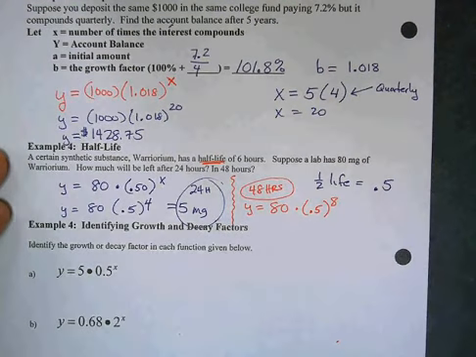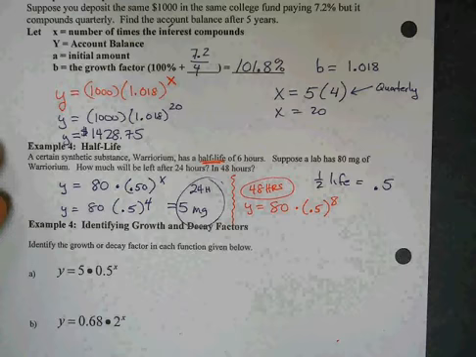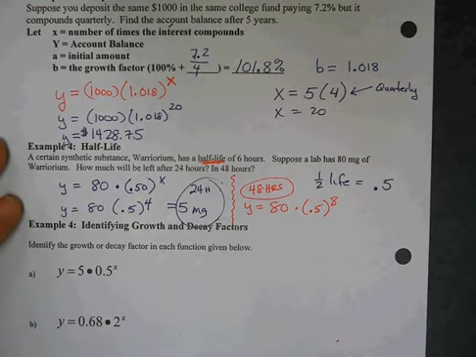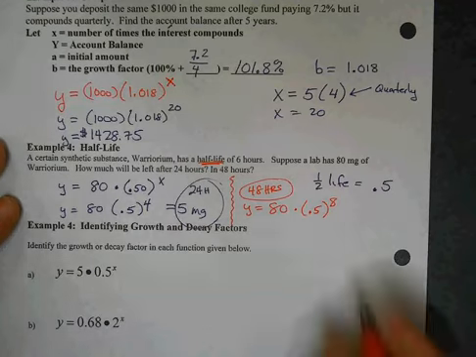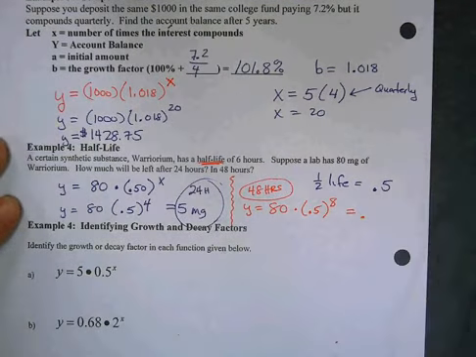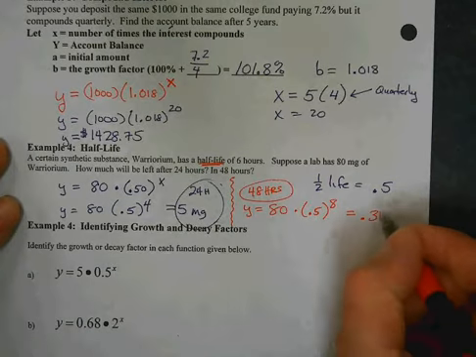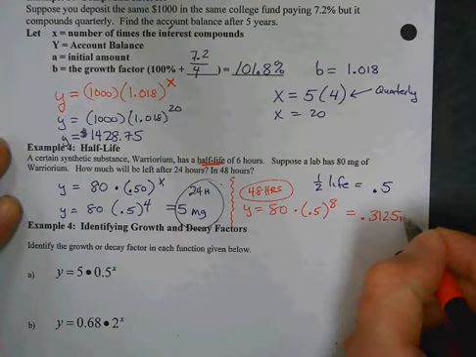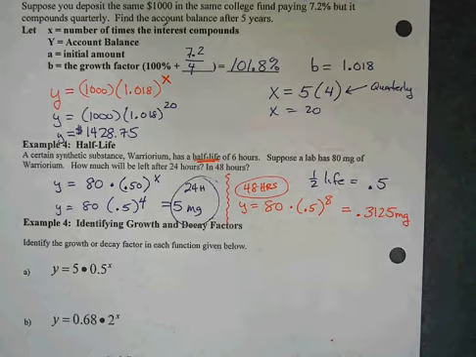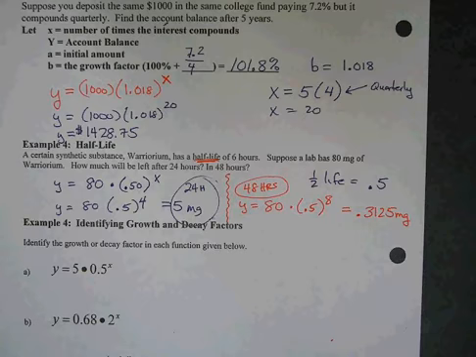How much is left after 8 half-lives? Did someone confirm that? Yep. 0.3125 milligrams. This stuff disappears pretty quick, doesn't it? Okay, so that's an example of what's called half-life.